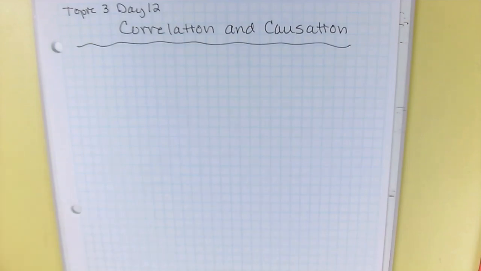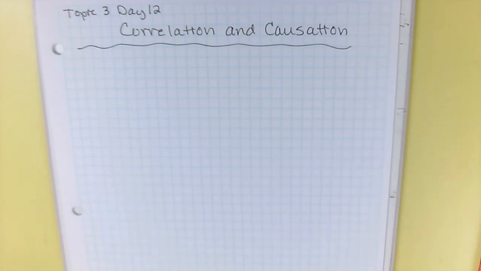Right, so this is topic 3, day 12. And it's correlation versus causation. This is a hugely important concept for real life, just being an educated person and knowing when you hear things whether it's true or not.